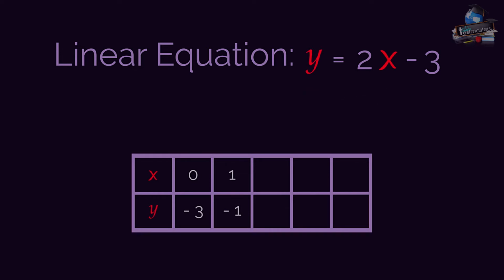So now it's your turn. Work out the remaining 3 y values for the corresponding x values. Pause the video, work out the answer, and click play when you're ready to check. Did you get them right? 1, 3, and 5. So we now have 5 sets of coordinates, which we can just plot onto our graph.